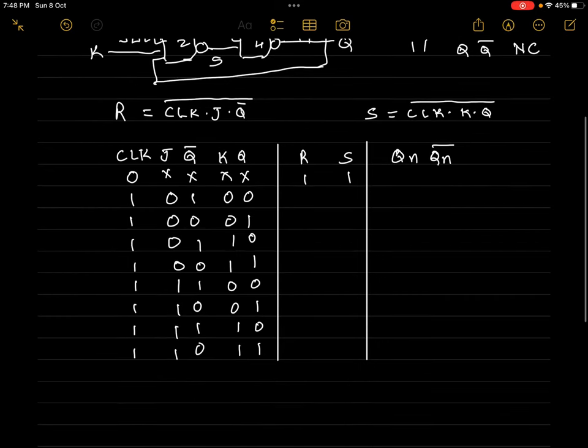Okay, so for R, we should perform multiplication of CLK, J and Q, the first three columns, and we will take the inverse of it. So 1 into 0 into 1 is 0, inverse of it is 1. 1 into 0 into 0 is 0, inverse is 1. 1 into 0 into 1 is 0, inverse is 1.